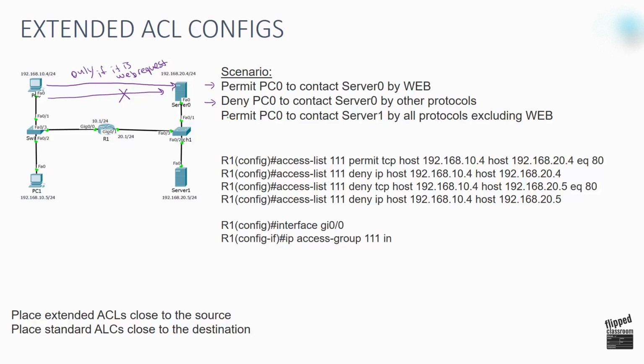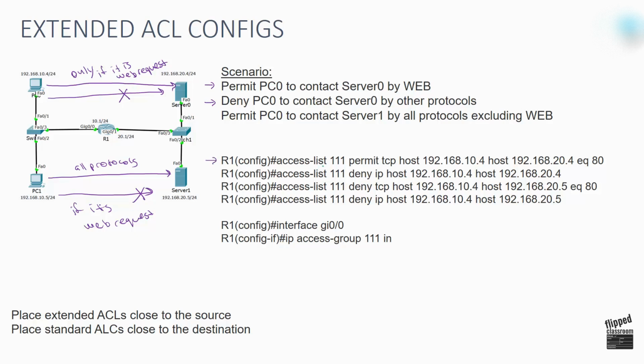And permit PC1 to contact server 1 by all protocols excluding web. And here we have vice versa. PC1 is able to communicate with server 1 by all protocols, but only deny communication if it is a web request. How can we create such an access list? So let's take a look at this example.